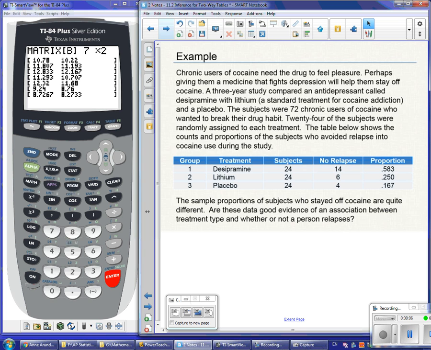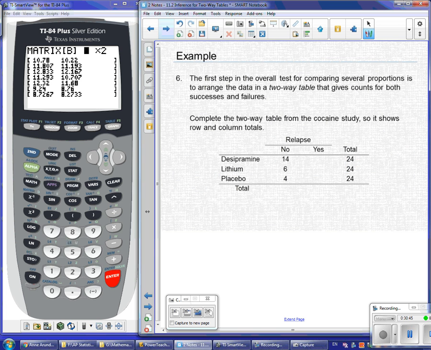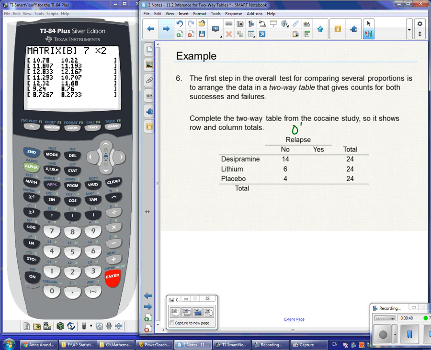So the sample proportions of subjects who stayed off cocaine are quite different. You can kind of see that, right? We have the same number of subjects in each group, but we can see that the number of subjects who did not relapse in the desipramine group seems much, much larger than those who had the placebo. So there looks like there's an indication that this desipramine drug actually may help with not relapsing. But we know that obviously every time we do something, we're going to see a little bit of a difference. So we need to know if that difference is significant in determining whether or not there's a relationship between these treatments. So the first thing we need to do is to create that two-way table of our observed values.